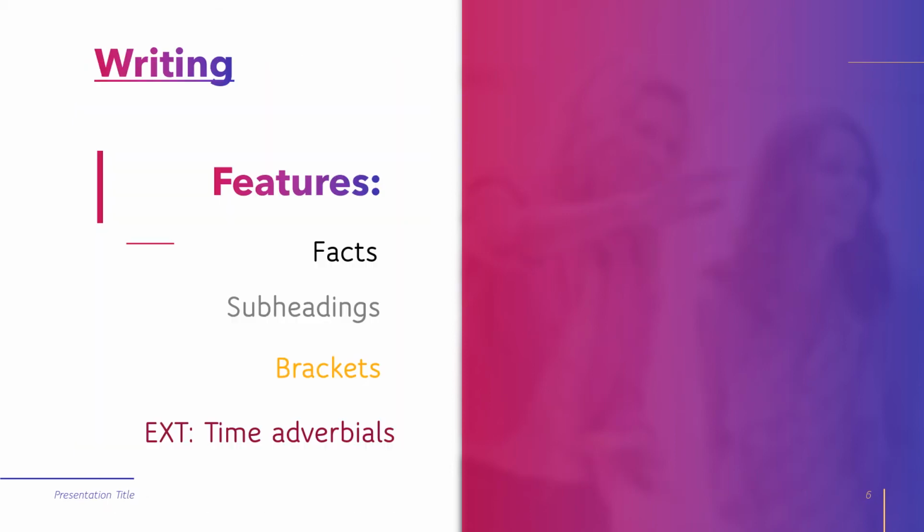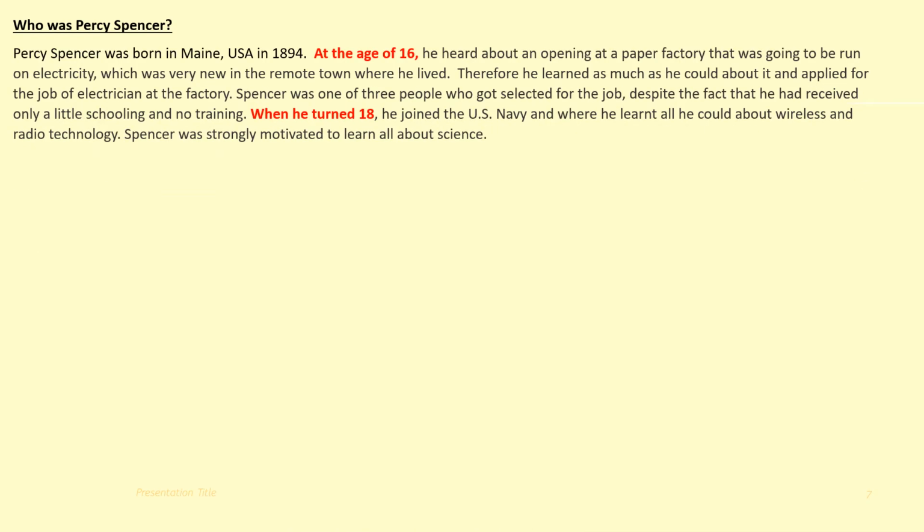So just to remind you, the features of the text are facts, subheadings and brackets, and the challenge is to use time adverbials in your writing. So who is Percy Spencer? I'm going to use that as my subheading to draw the reader in. Who is he? Let's introduce him.